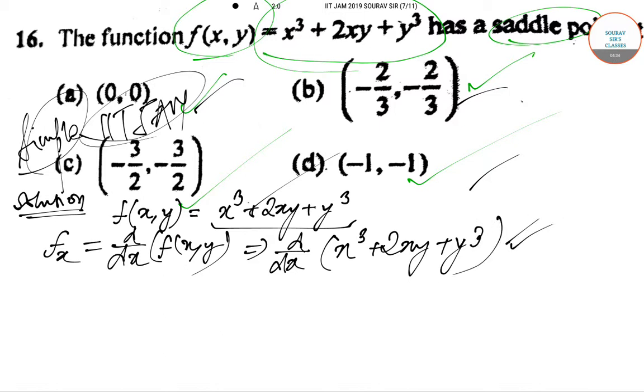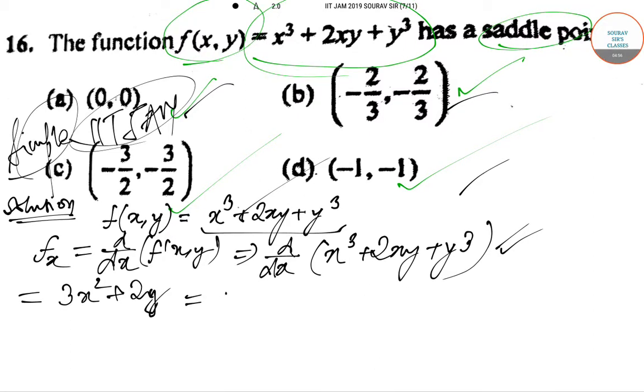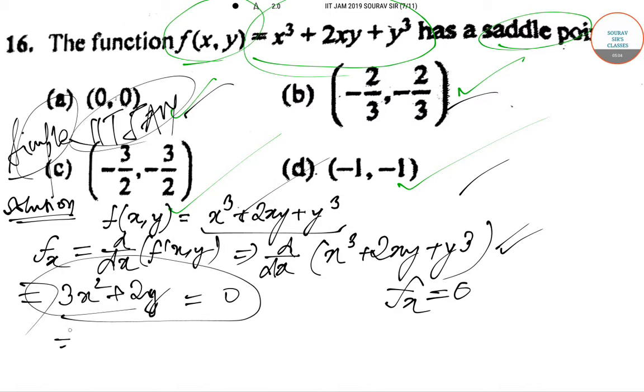So we have to differentiate this. Now differentiating this, it will be 3x square plus 2y, it should be equal to 0, because in saddle point we know that fx or the first derivative should be equal to 0. So we have equated it to 0. Now what will be the value of y? Taking this to the right hand side, it will be y equals minus 3 by 2 x squared. So we are getting the value of y here.